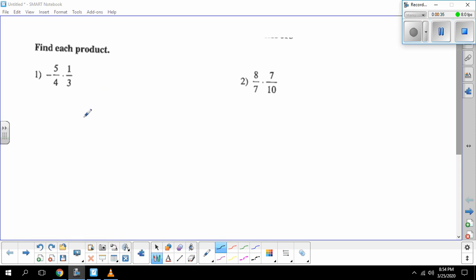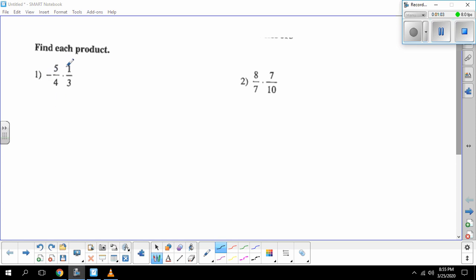Okay, so as we have here, we have negative 5 over 4 times 1 over 3. This part can confuse people because of the negative sign. When you multiply, you're only going to want to do negative on one thing, because if this was negative 5 over negative 4, that would be a positive. It would be negative 5 divided by negative 4. That would be a positive 5 over 4.